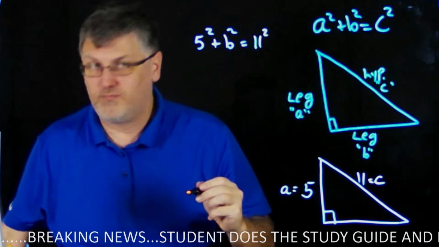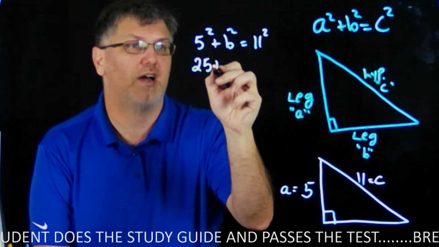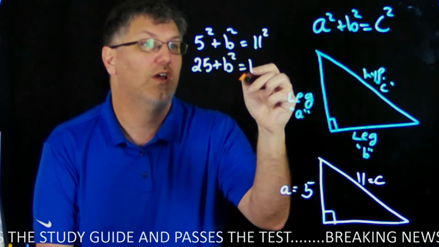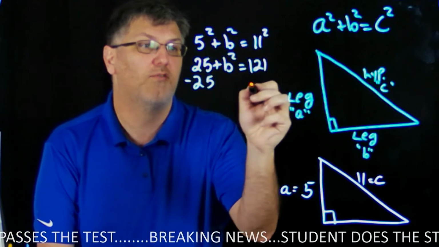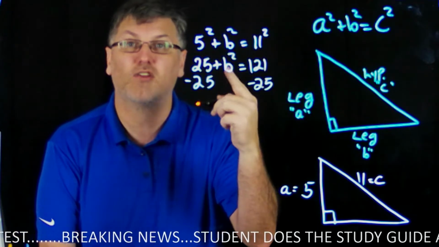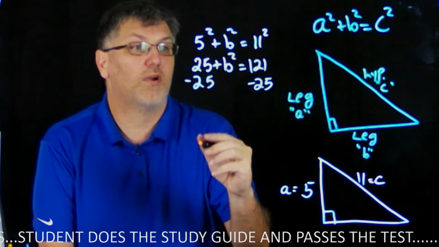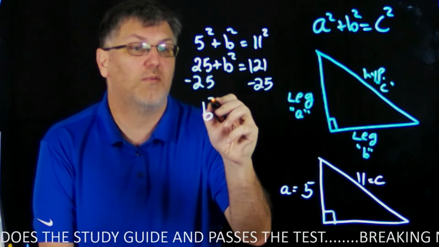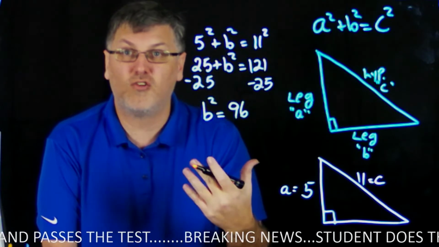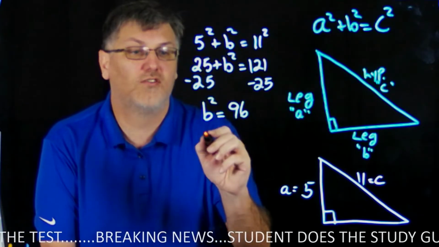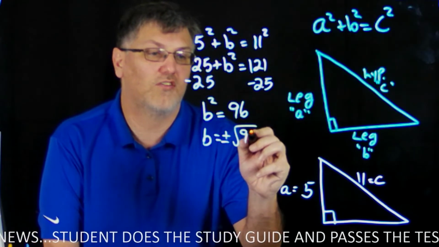11 squared. From here, 5 squared is nothing more than 25, plus b squared equals 11 squared, which is 121. We're going to subtract 25 from both sides so we can isolate b squared, so we can take the square root. 121 minus 25 is 96, so I have b squared equals 96. We're going to take the square root on both sides. Don't forget, always put your plus or minus. b equals plus or minus the square root of 96.